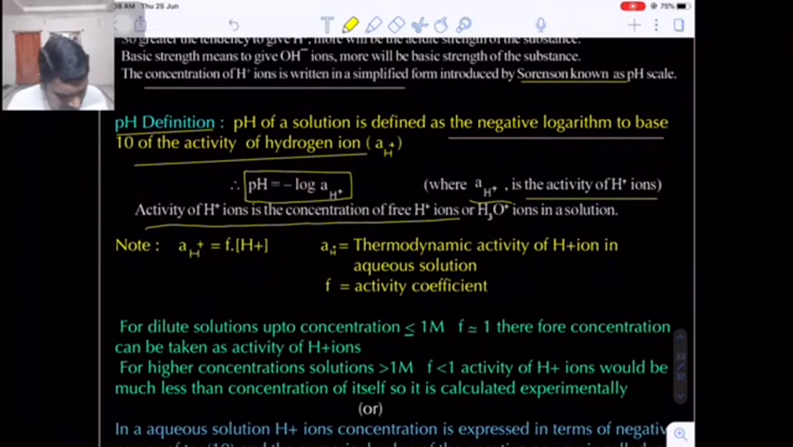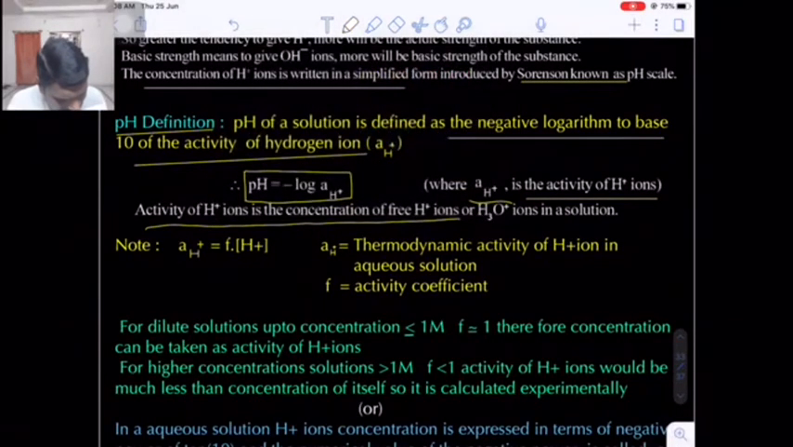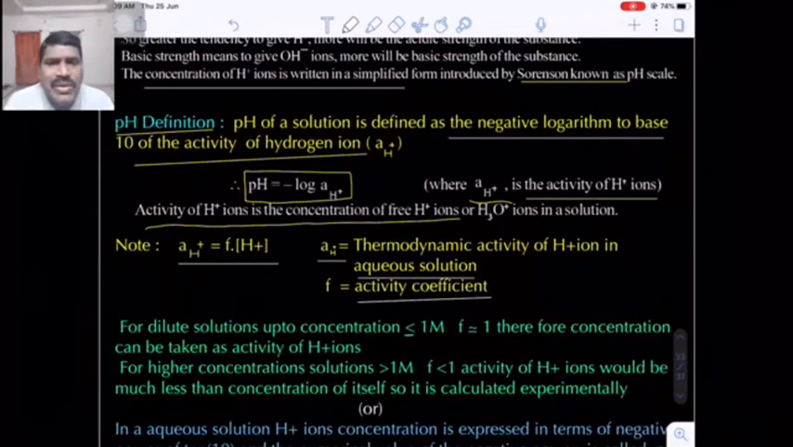Here the formula to calculate the activity is: activity equals the activity coefficient, called f, multiplied by the H plus ion concentration. Now activity is the thermodynamic activity of H plus ions, that is a_H+, in the aqueous solution. Next, f is called the activity coefficient. What is f? The activity coefficient.